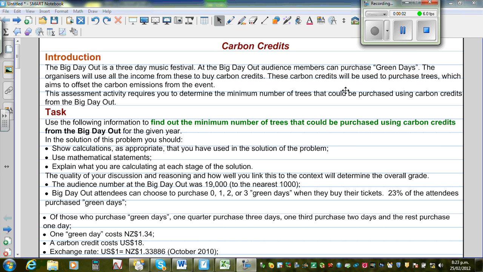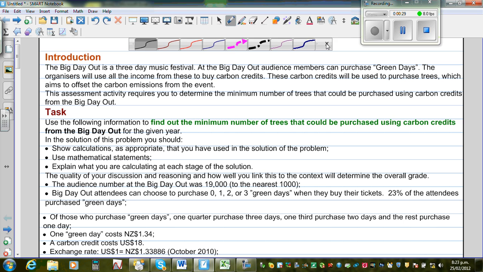I'm going to go over one assessment that is done in New Zealand by NZQA. Now, this is an internal standard, and the title of the standard or assessment is called Carbon Credits. So, what happens is a story-like situation is given, and you are expected to show different skills of manipulating numbers. So, let's get started. Okay, this is the introduction.